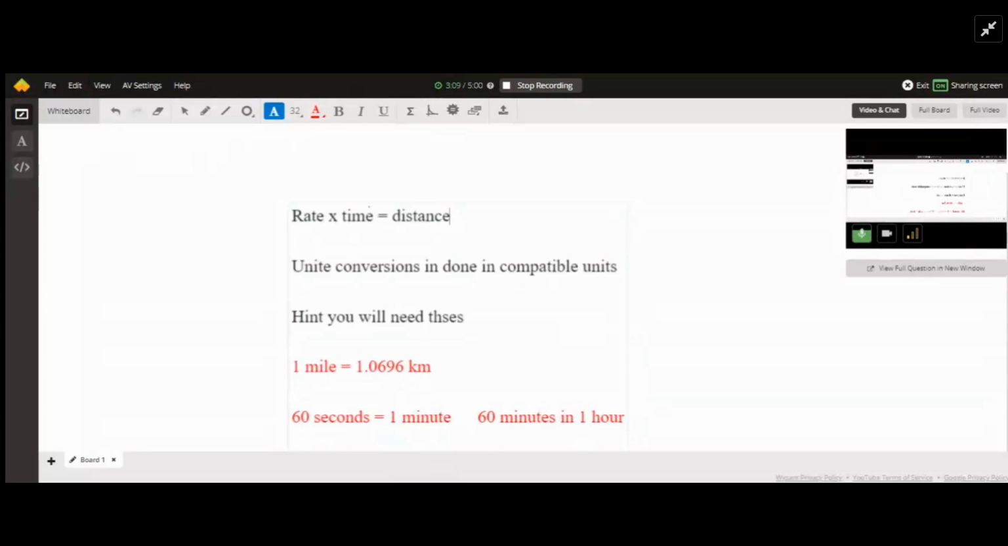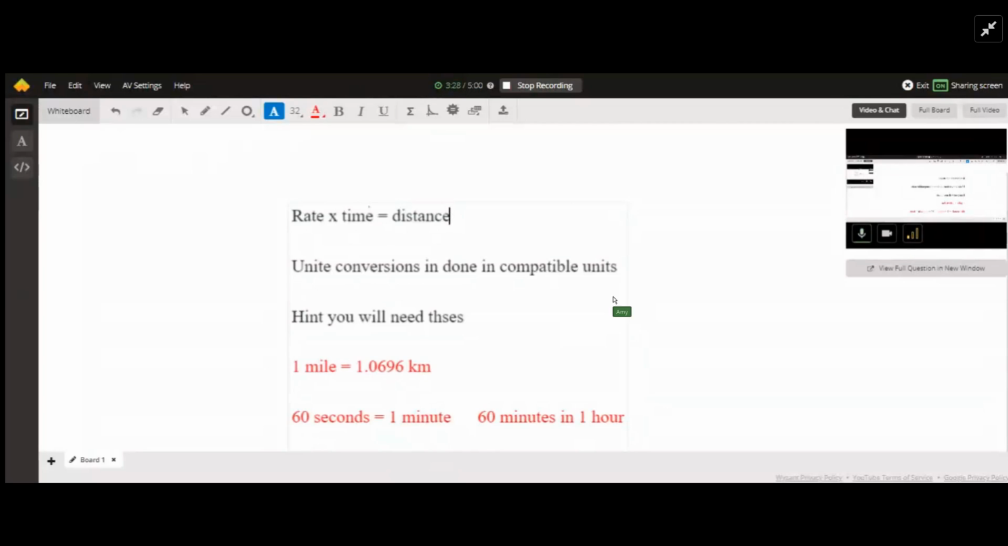We're going to need to know that 1 mile is equal to 1.696 kilometers. Of course, that doesn't do the math for us, but we need to know it. It's kind of like a missing link here. The other thing we need to know is that there are 60 seconds in 1 minute, and 60 minutes in an hour.